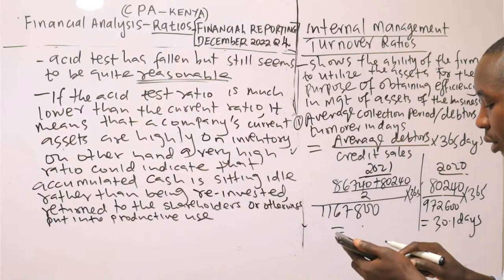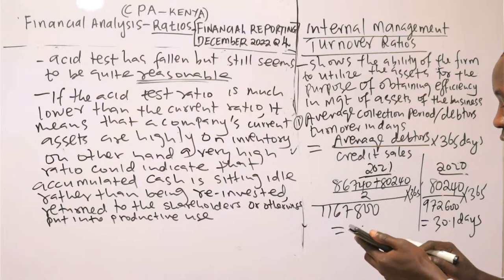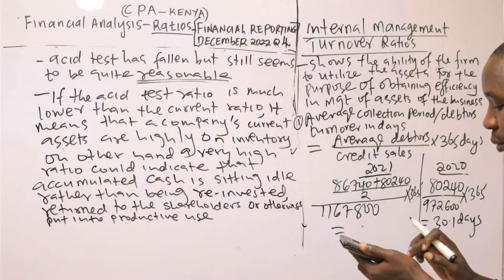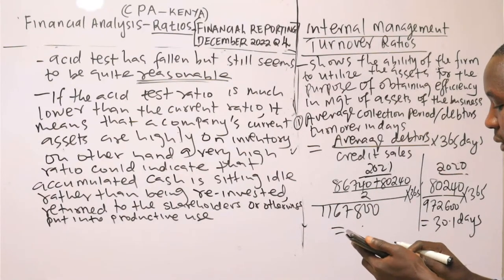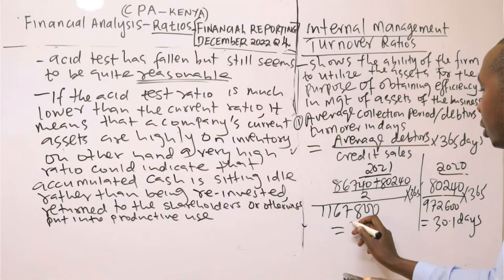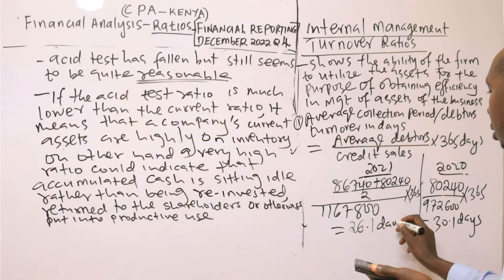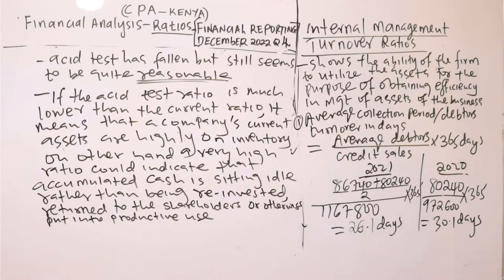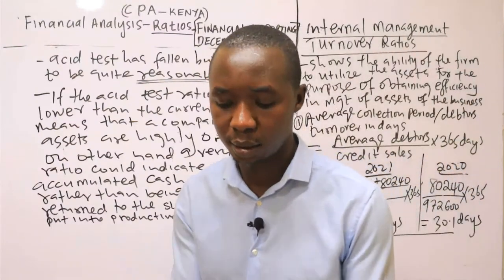There's a mistake with my calculator. So 86,740 plus 80,040, divide by 2. Then divide by 1,167,800, times 365. So this is 26.1 days.